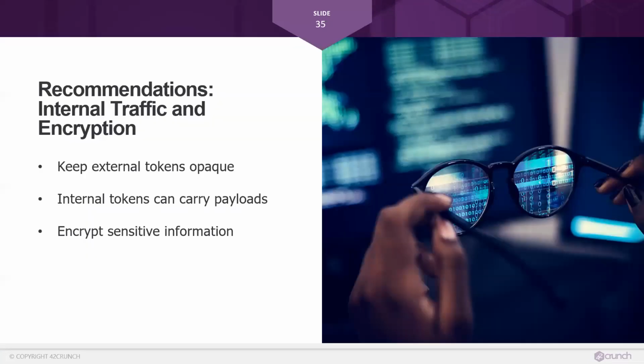So some overall recommendations. Keep external tokens opaque. Okay. So this is the phantom token stuff. So external token or encrypted token outside, and in the inside, then you can use JWT or unencrypted JWT tokens.